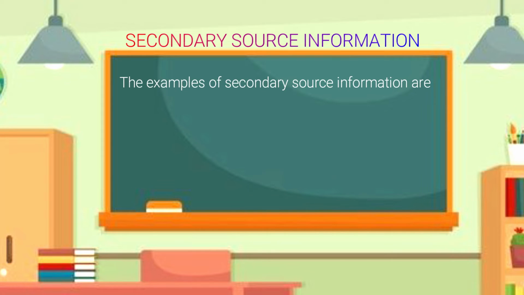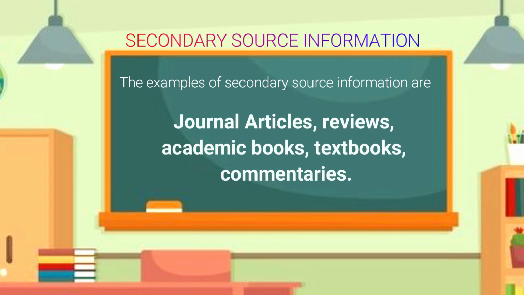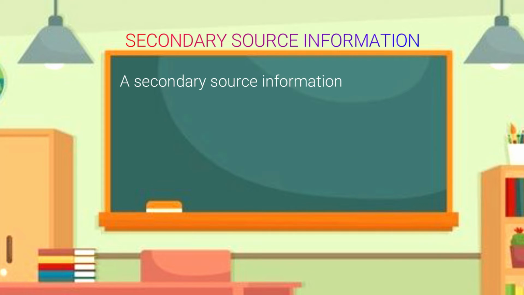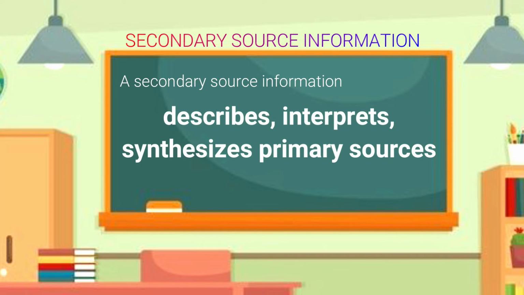What are the examples of secondary source information? The examples of secondary source information are journal articles, reviews, academic books, textbooks, commentaries. A secondary source information describes, interprets, and synthesizes primary sources.